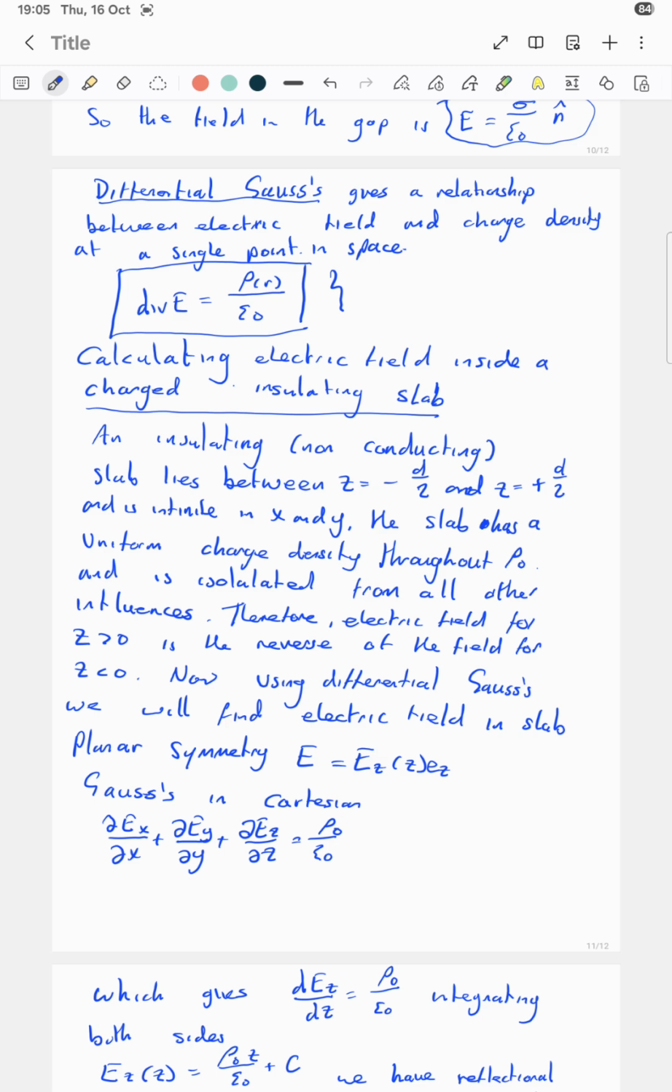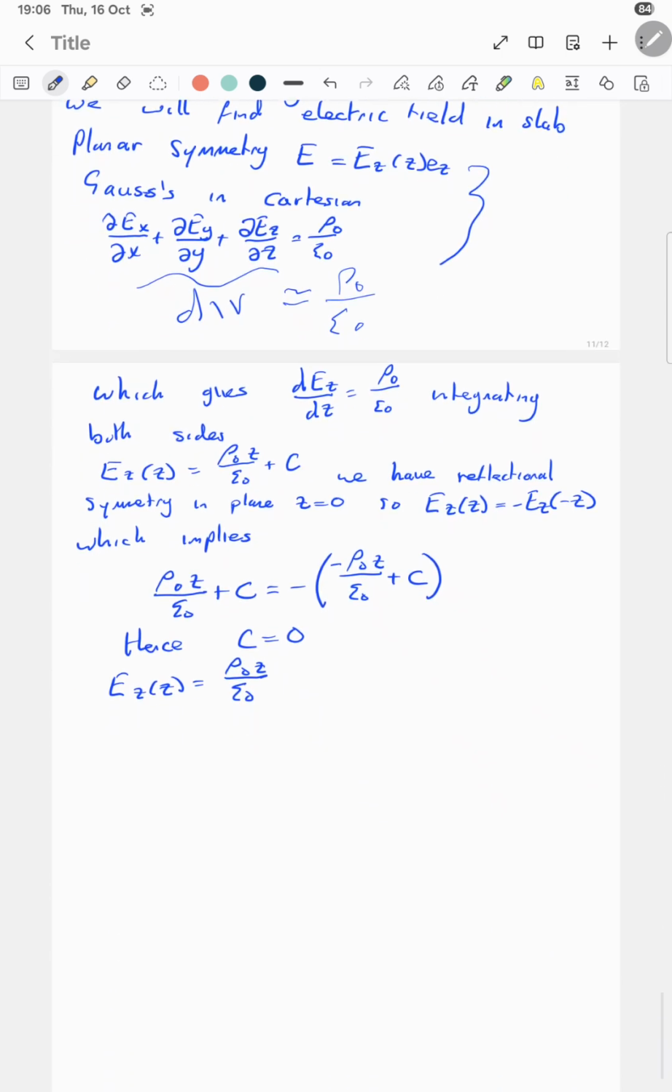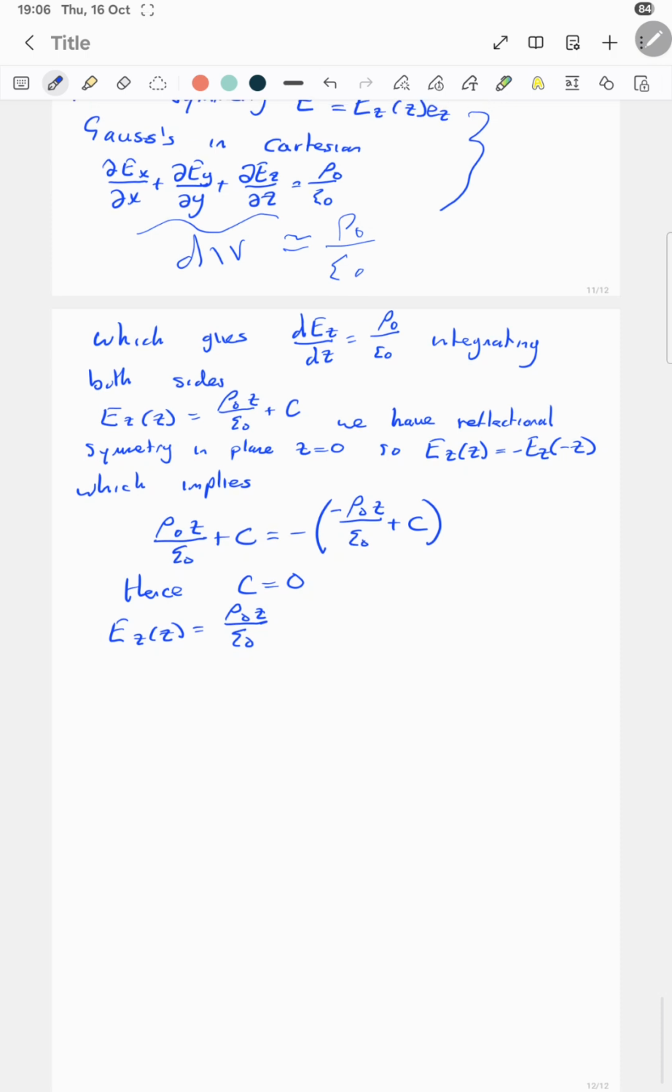Now, using differential Gauss's law, we'll find the electric field in the slab by planar symmetry here, where this is the divergence, and this is just the regular right side of Gauss's law, which gives the differential of E of z equals rho over epsilon naught. Integrating both sides, we get this, where C is a constant of integration.